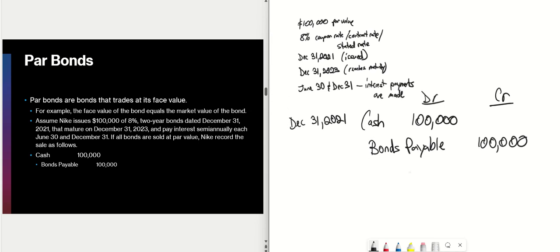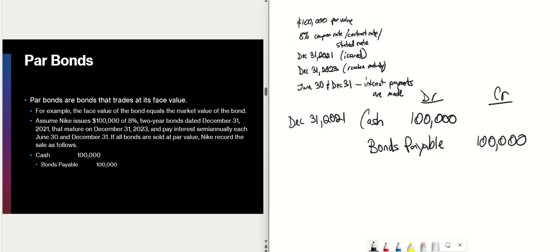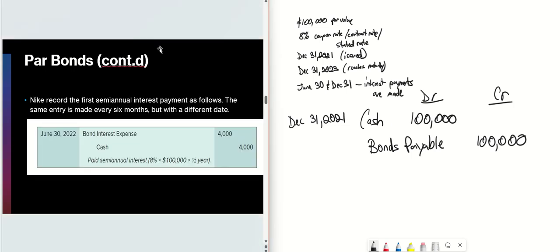So this is the entry here that is made as of December 31st, 2021. All right. Now, next slide here. Okay, hopefully it did get everything. Yes. This next slide here shows the first semi-annual interest payment that is made. So Nike records the first interest payment that was made, and here's the entry.